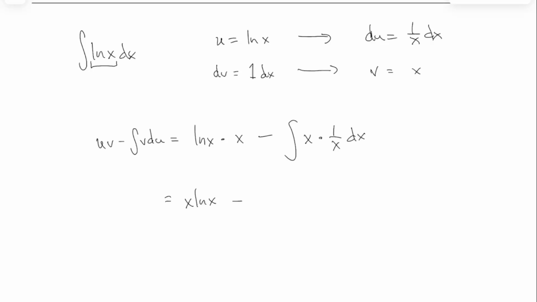What can we do to simplify the integral? Yeah, x times 1 over x will cancel. So it's just the integral of 1 dx, or just the integral of dx. All right? And then do the integral. So this x ln x stays like it is. Do the integral. The integral of 1 is x. So it's like that. This is my final answer.